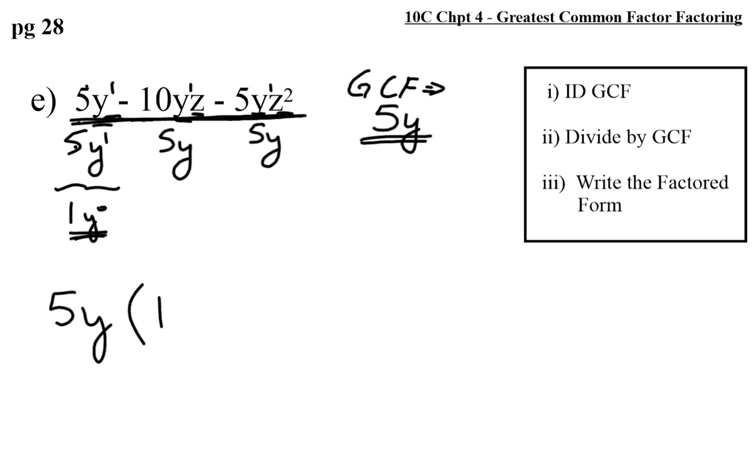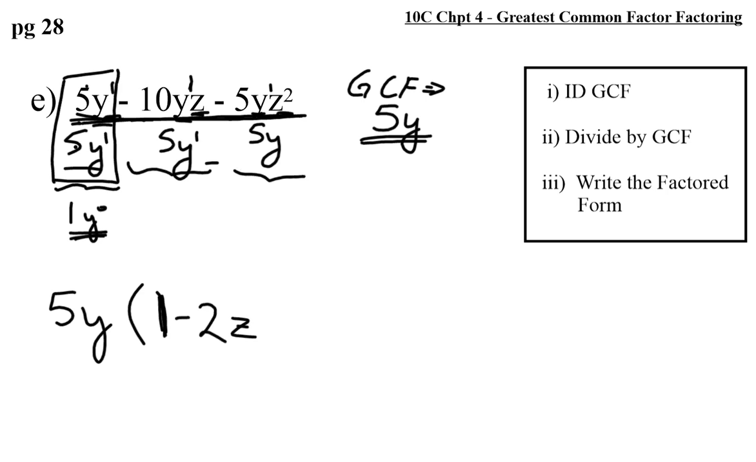It's important to put the 1 in. We have to have that. Anything divided by itself is 1. It's going to be in our factored form. Negative 10 divided by 5 is negative 2. Y divided by y is a y0. Z divided by nothing leaves me with a z.